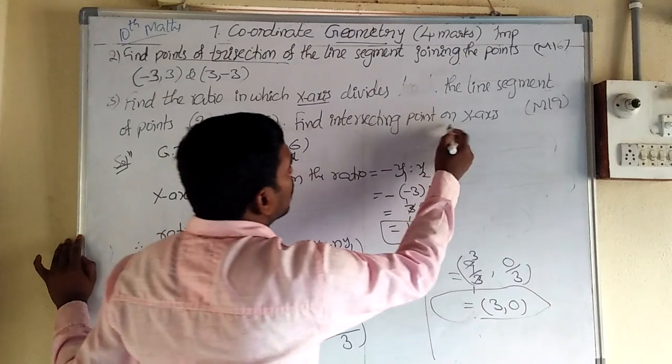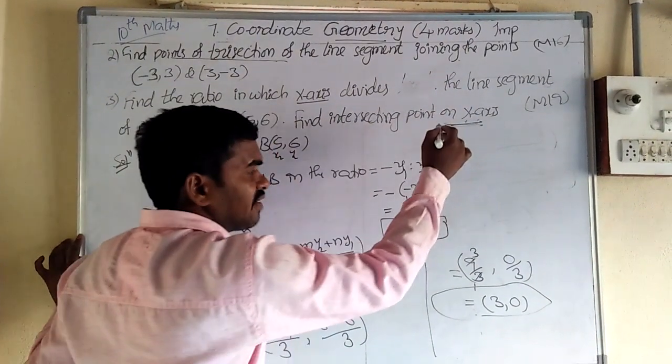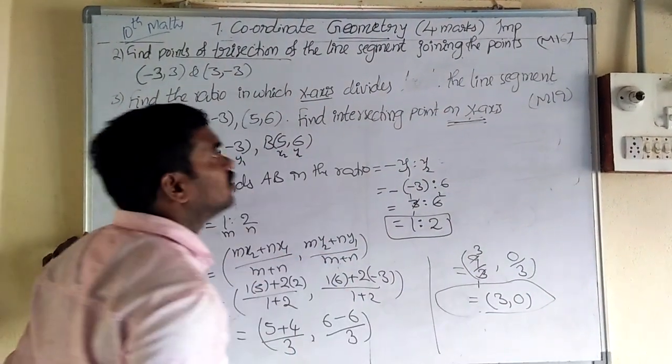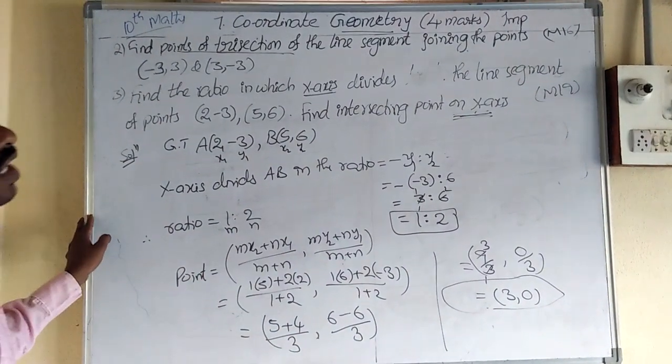This is the solution. We can check whether it is right or wrong. Given that, find the intersecting point on the x-axis. On the x-axis, every point's y-coordinate must be 0. This is the solution. That was the last question.